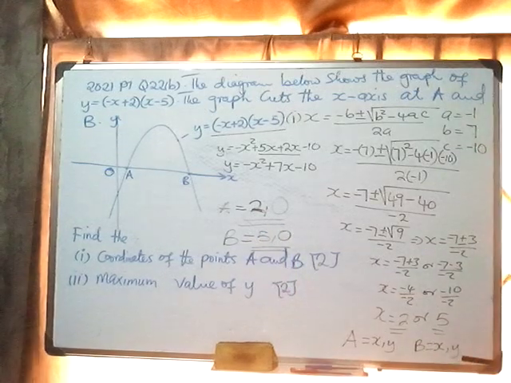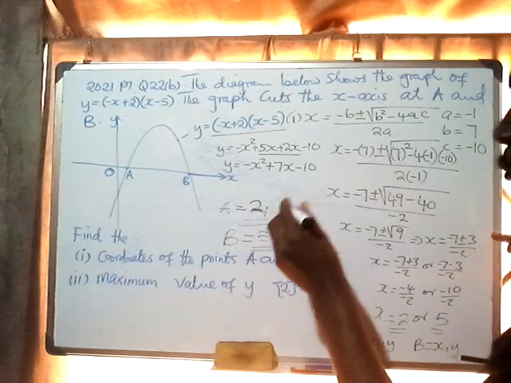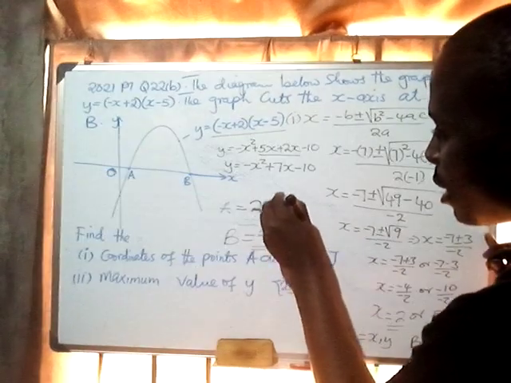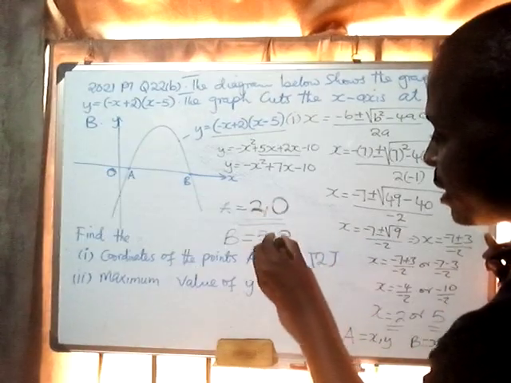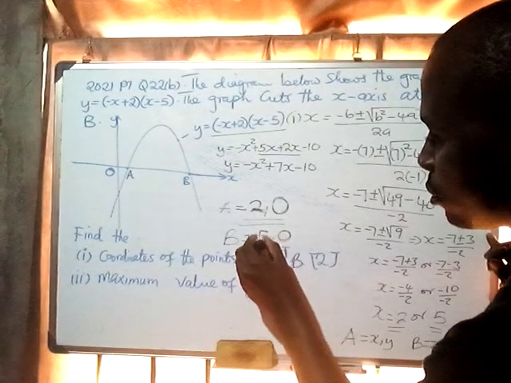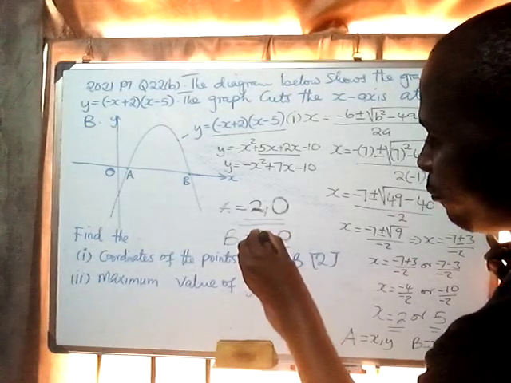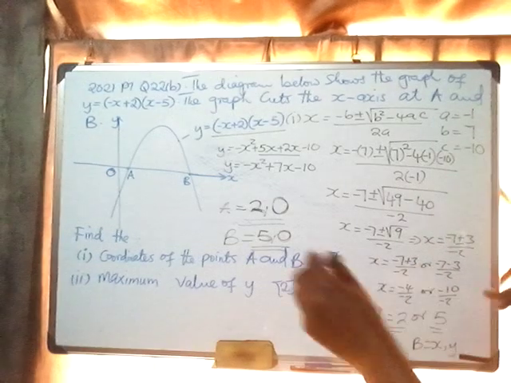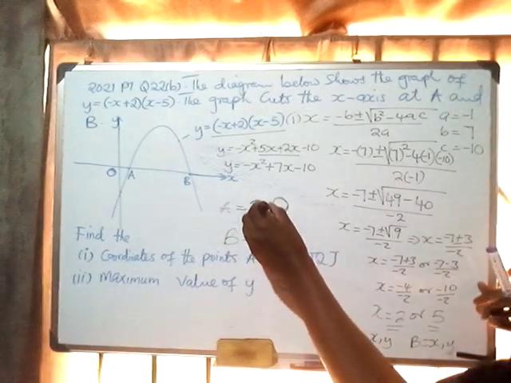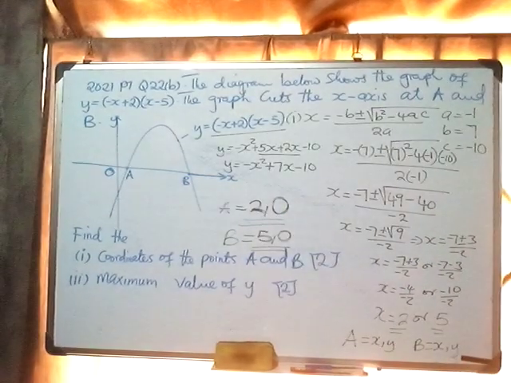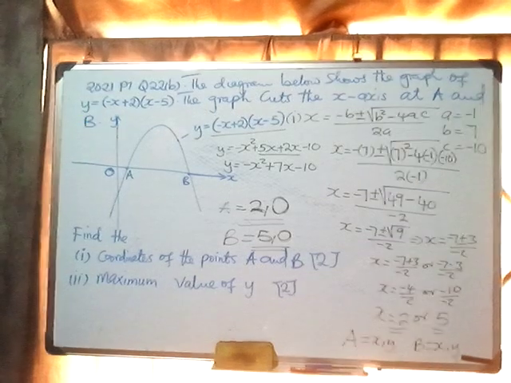Why am I writing comma 0? This is because the value of y along the x-axis is always 0. The value of y along the x-axis is 0. So that is what we have. Let us go to question number Roman numeral 2.